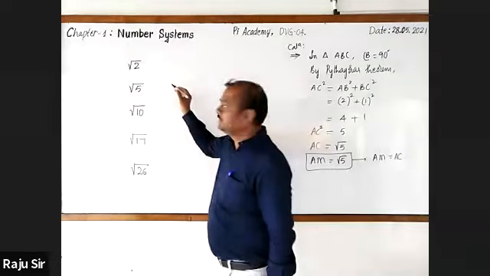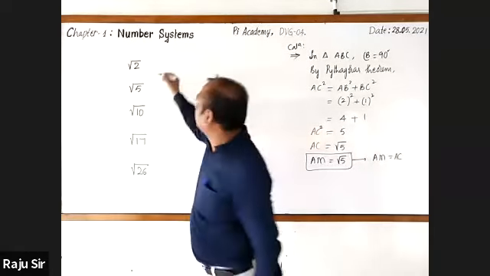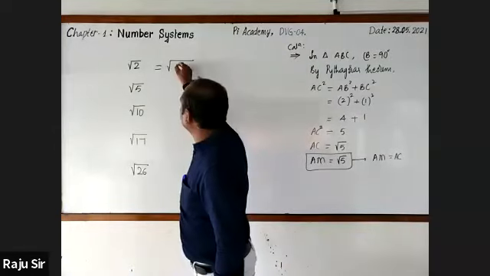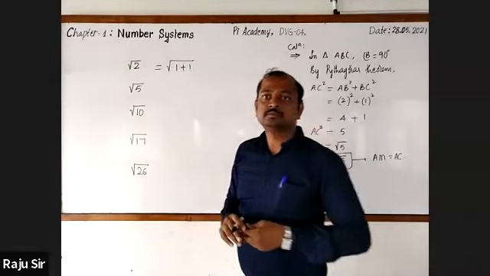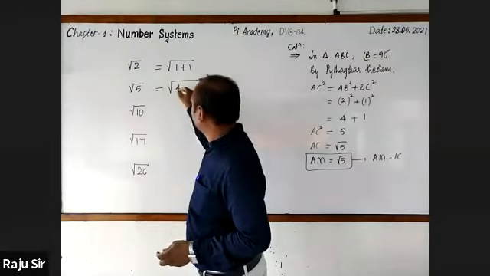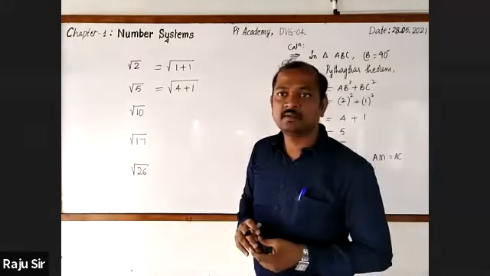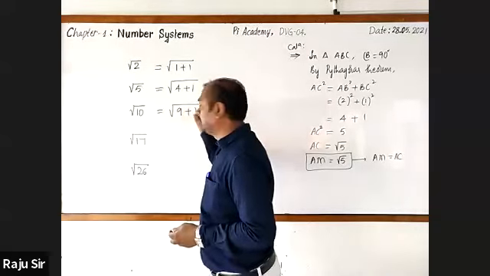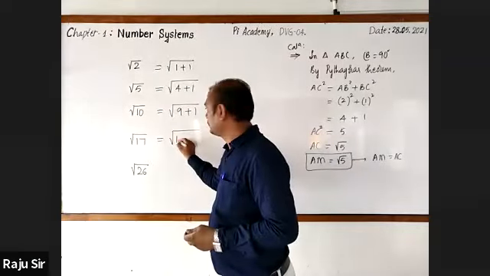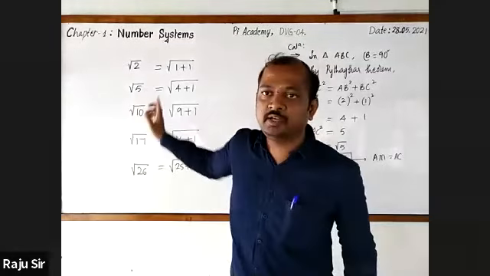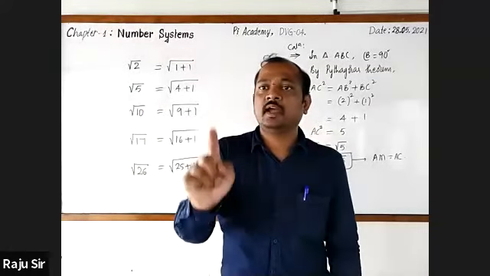Here, I give you one more hint. Can we write root 2 as root 1 plus 1? Yes, sir. Root 5 as root 4 plus 1? Yes, sir. Root 10 as root 9 plus 1. Then how do you write root 17? Root 16 plus 1. Root 26? Root 25 plus 1. I have given you the hint. Use this hint and tell the statement.